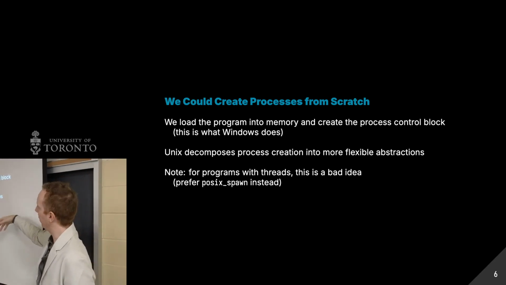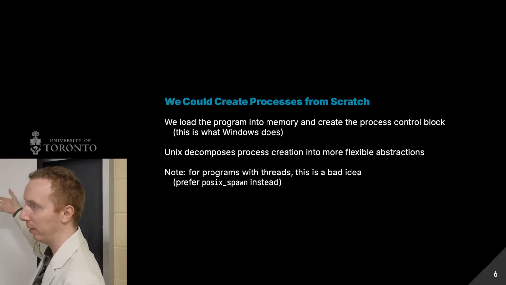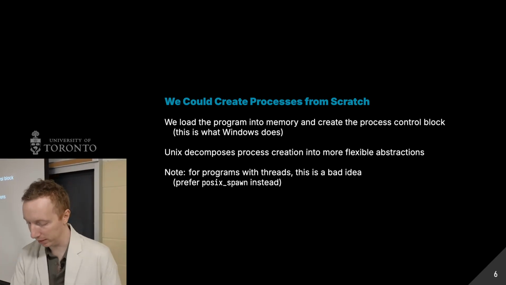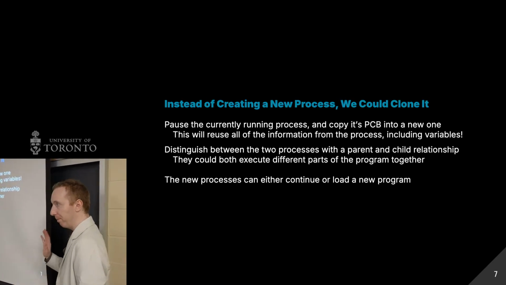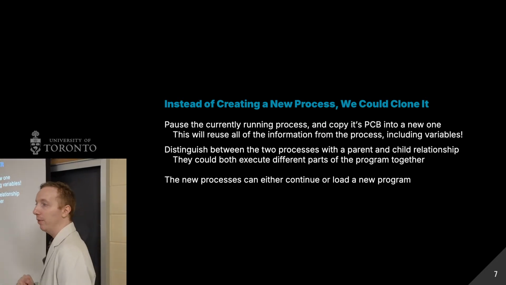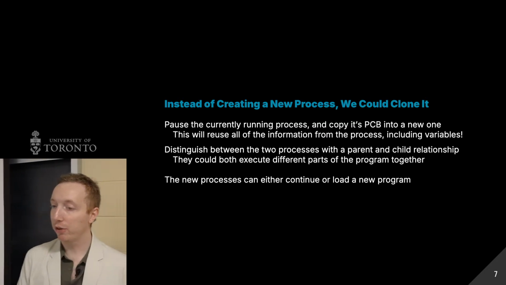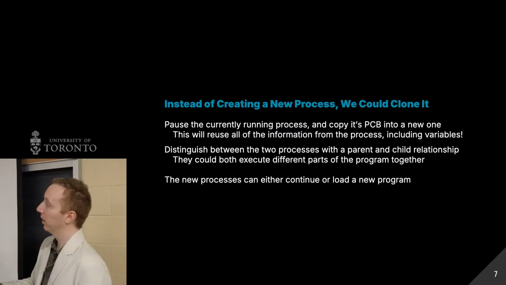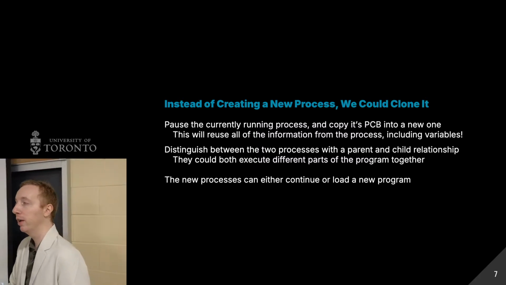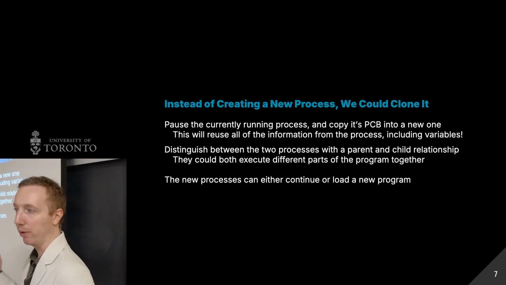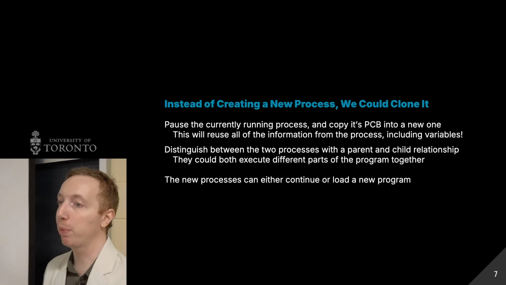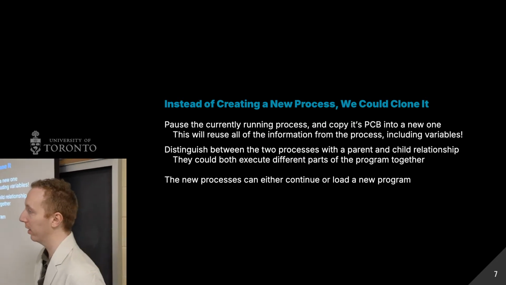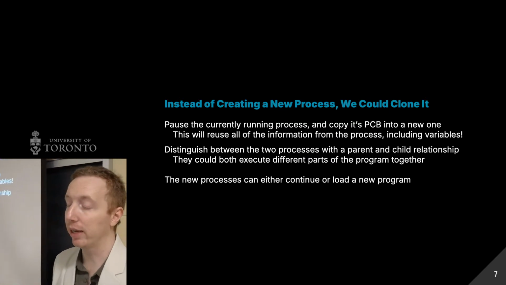So for programs, there's a way to do it on Linux like what Windows does using something called POSIX spawn, which will just create a process out of nowhere. But what old historical Unix does, instead of creating a new process from scratch, is it could just clone the current running one. So what this does is pause the current running process, copy its process control block to a new one. This reuses all information about the process, including variables. So the new process is an exact clone of whoever created it. They are, aside from their process IDs, otherwise identical.